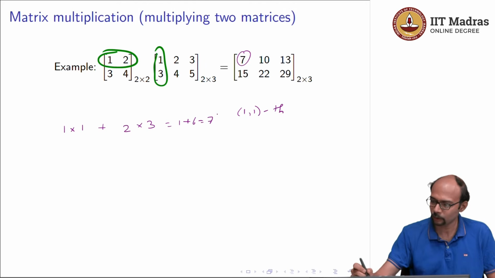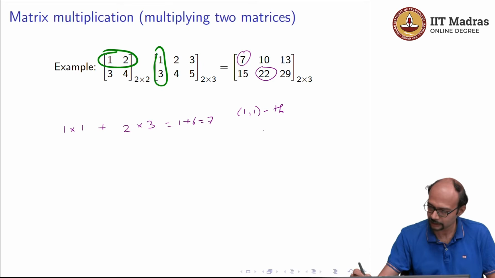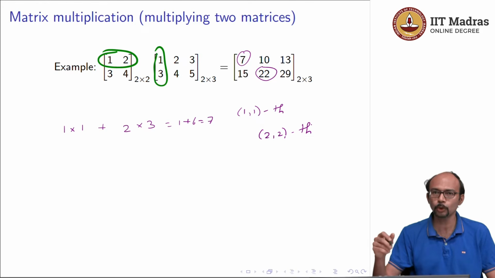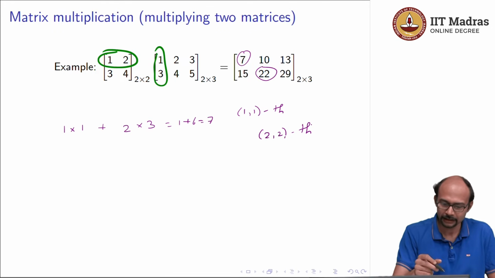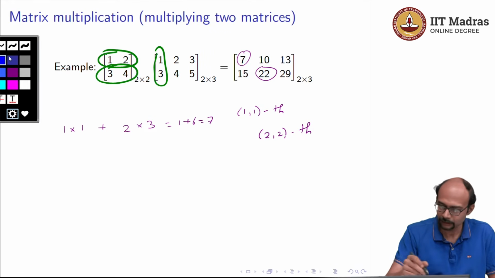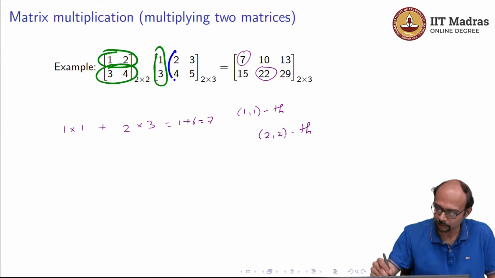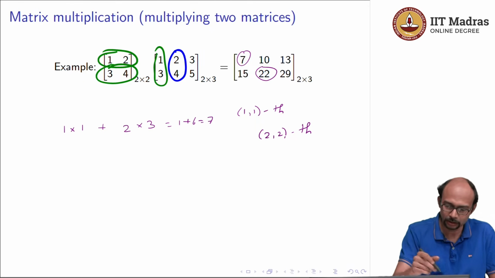Okay, suppose I want to know how I got this 22. So first, let's ask which position 22 is in. 22 is in the 2/2th position. So in order to get the 2/2th position, I should look at the second row, and then look at the second column. Then I should multiply corresponding entries and add them.